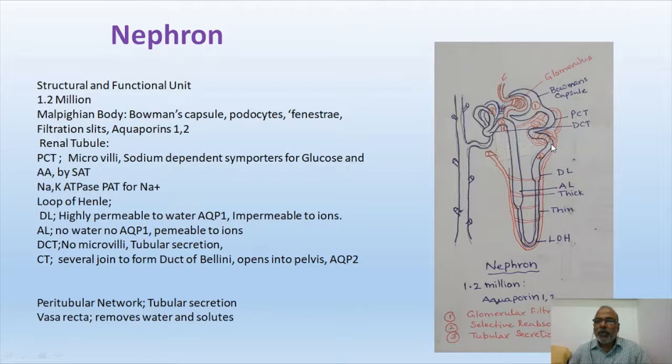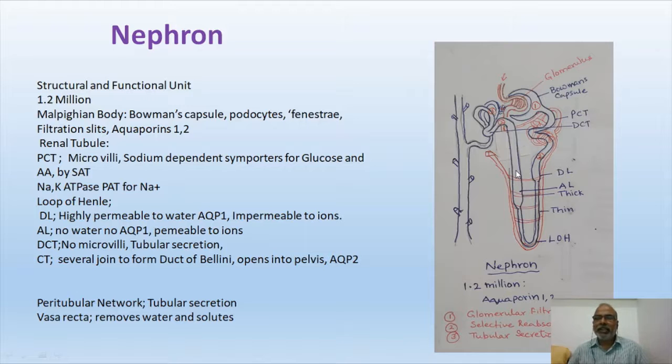How is the descending limb moving? You see, Bowman's capsule and glomerulus are located in the cortical region. This is the cortex, and this part is located in the medulla. So the renal tubule, especially the descending limb, goes down into the medulla, which is why it is called descending. After taking a hairpin bend, the ascending limb comes towards the cortex. Such an arrangement helps to reabsorb more water and some very important salts by means of the counter current mechanism. This is the descending limb and this is the ascending limb.